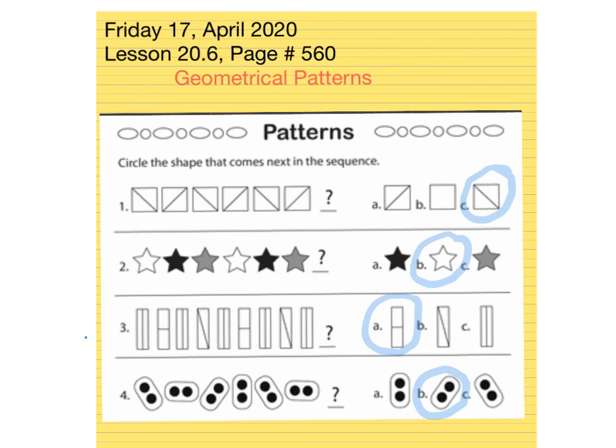Alright, so those are geometrical patterns. Please copy the information in your notebook, and I hope you really like this because this is kind of funny.